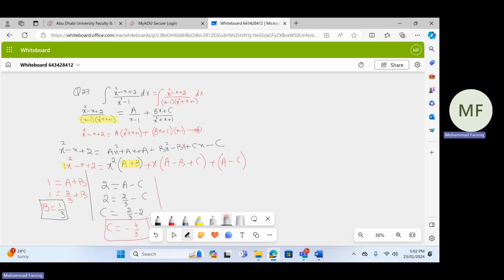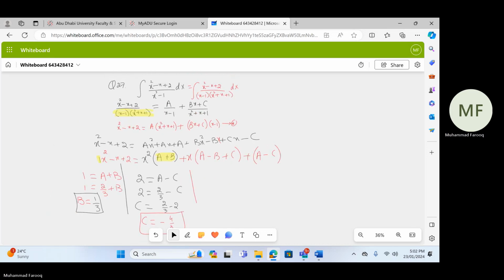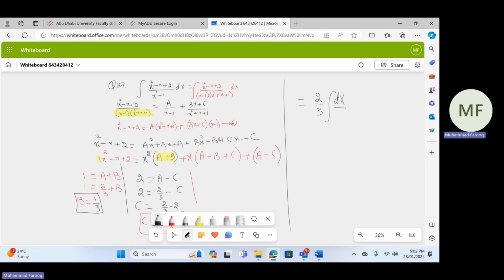Now it's time to integrate. This is our equation. Put here A, put here B, put here C, and integrate. So what is A, please? 2/3, integrate dx over x minus 1. I'm just putting this here.